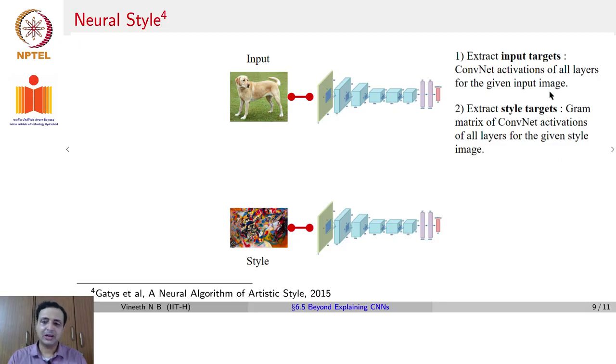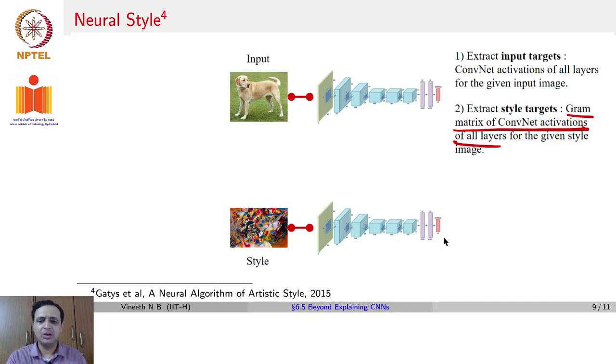Then you also extract what are known as style targets. So you give the style image to the same neural network. So the style image could be a painting by Picasso or Van Gogh or something like that. You give that as input to the same neural network. But this time you don't get the activations of this input at different layers. Instead, you get what are known as gram matrices of ConvNet activations of all layers.